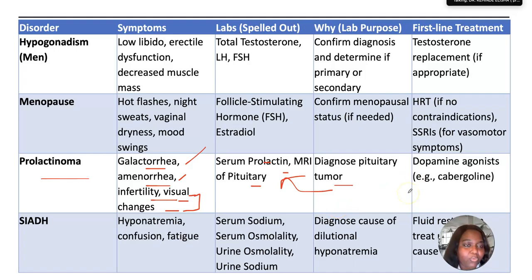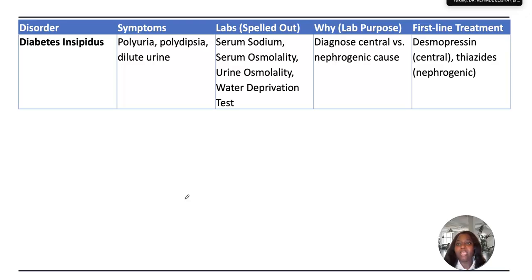When we confirm it, what do we fix it with? Dopamine agonists like cabergoline. SIADH is the next one. Hyponatremia, confusion, fatigue is what we see with SIADH. What labs do we need to obtain? Serum sodium, serum osmolality, urine osmolality, urine sodium. Why is that? We need to diagnose the cause of dilution or hyponatremia, fluid retention, and treat the underlying cause. Now we're going to quickly go to the next slide.